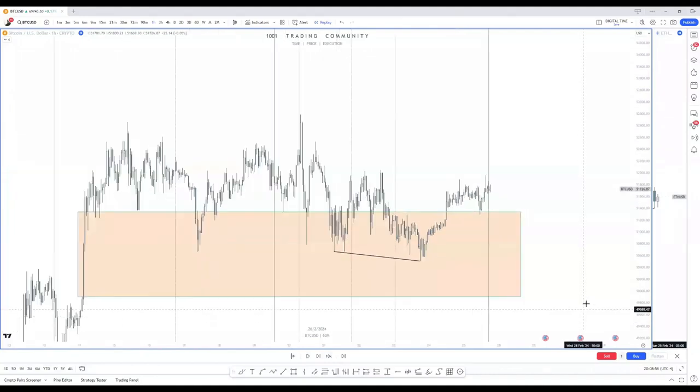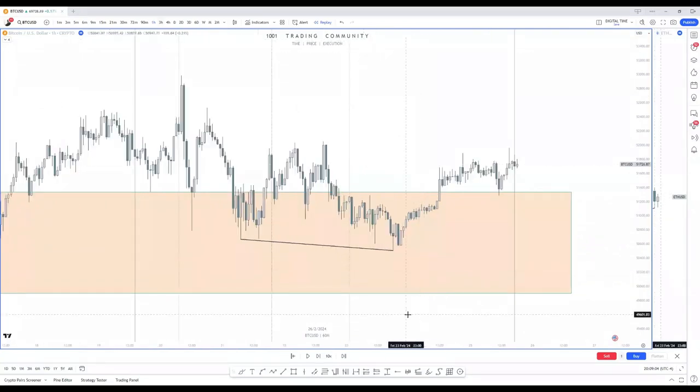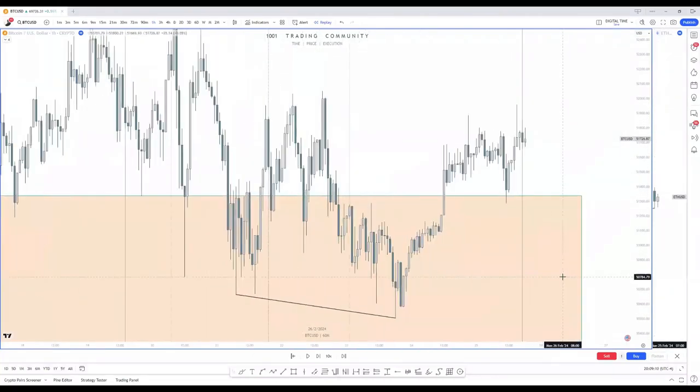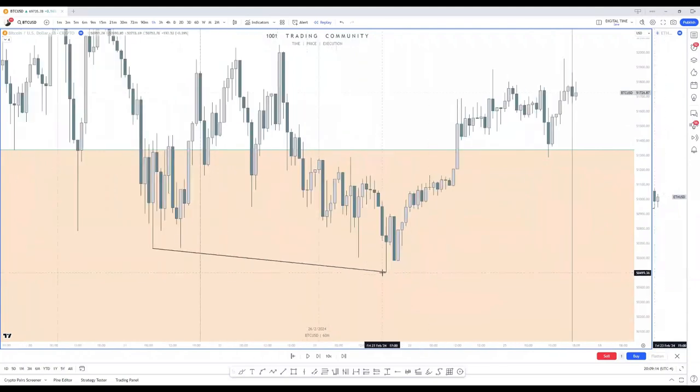The next week begins Sunday, 5 p.m. But before we continue with that, let's observe the 1 hour. We zoom in. This was the 4 hour inefficiency that we're observing. This was the previous low right here. And then there's an SMT.